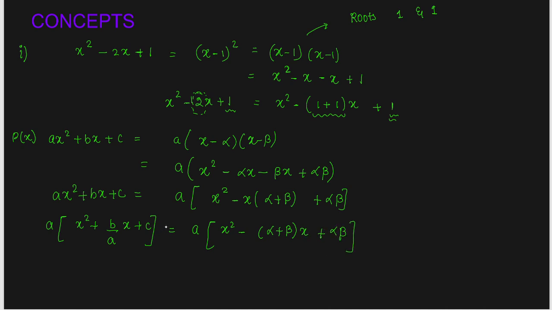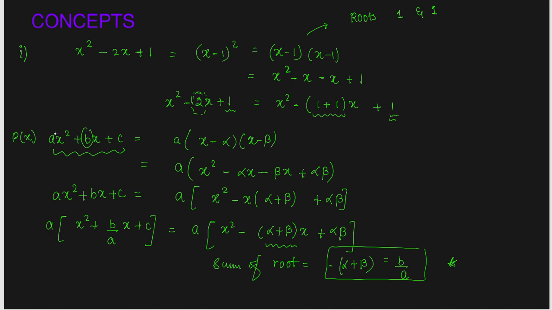Okay, now just have a look. Compare both sides. What are you going to get? The sum of roots is equal to alpha plus beta, and comparing coefficients, minus (alpha plus beta) equals b over a. This is one important formula that we are going to get. From the basic equation, how can you find the sum of roots? It's nothing but minus b over a. b is just the coefficient of the variable x, and a is the coefficient of x square.